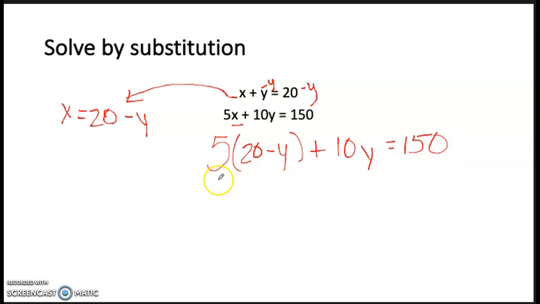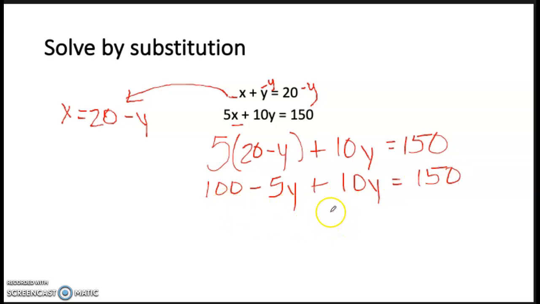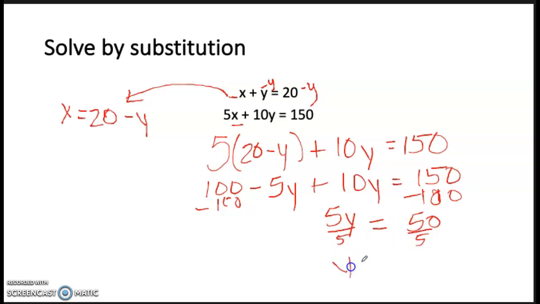Now I solve for y. I distribute my 5 times 20, 5 times negative y, and then 10y equals 150. I combine like terms and subtract this 100. And 5y equals 50. Divide both sides by 5, and y equals 10.